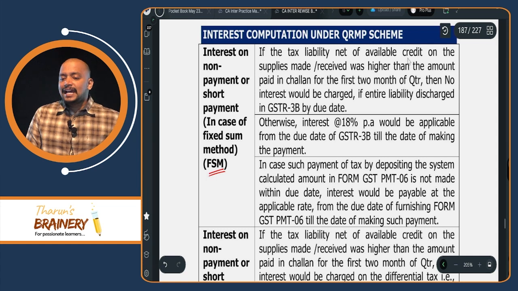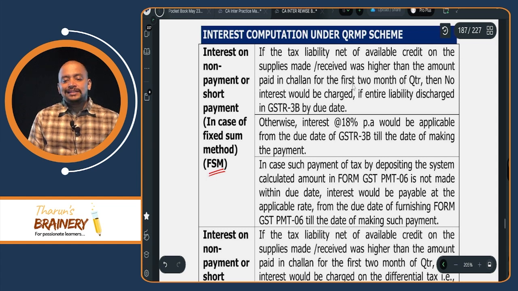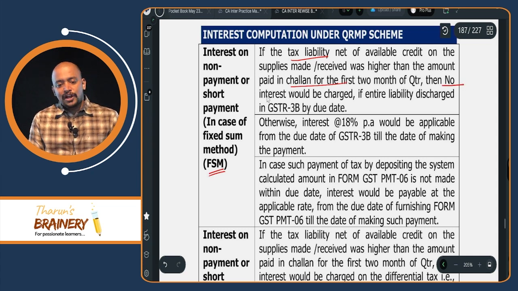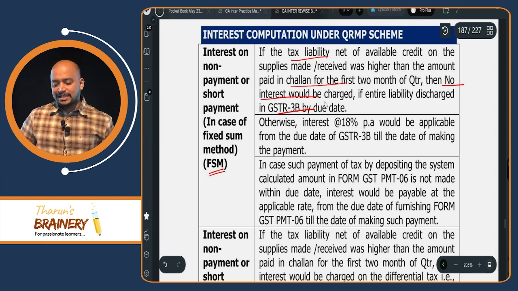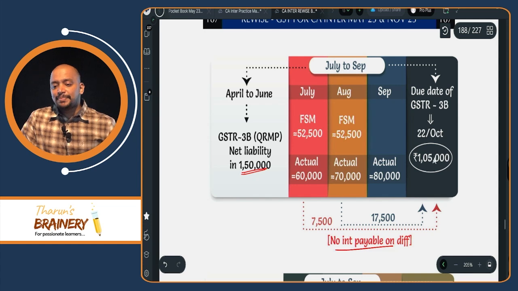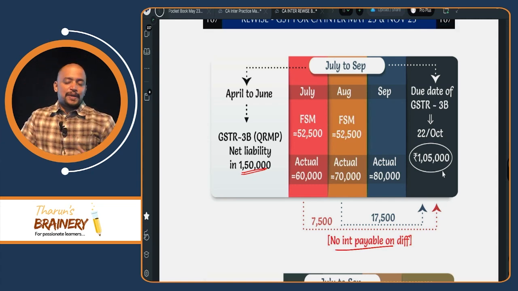First, if the tax liability net of credit was higher than the amount paid in the challan for the first 2 months, meaning actual liability is more than the amount that you paid under the fixed sum method, whether interest is payable or not? Not payable if it is paid by the GSTR 3B due date. Suppose it is not paid by the GSTR 3B due date, that is in this case, if this 7,500, 17,500 and this 80,000 is not paid by the GSTR 3B due date, then we need to calculate interest. From when? 23rd October till the actual date of payment.